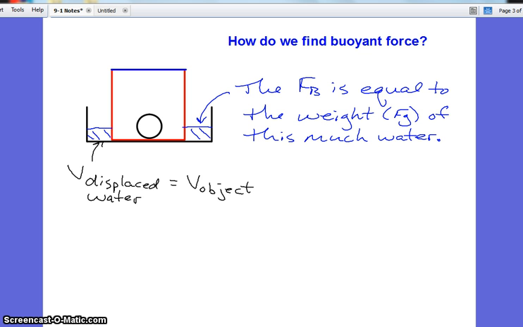But what if the object is not completely submerged in the water? Then it's not equal to the volume of the object. Instead, it's only equal to the portion of the object underneath the water. So in this case, the volume of the displaced fluid is only equal to the volume of the object underneath the water.